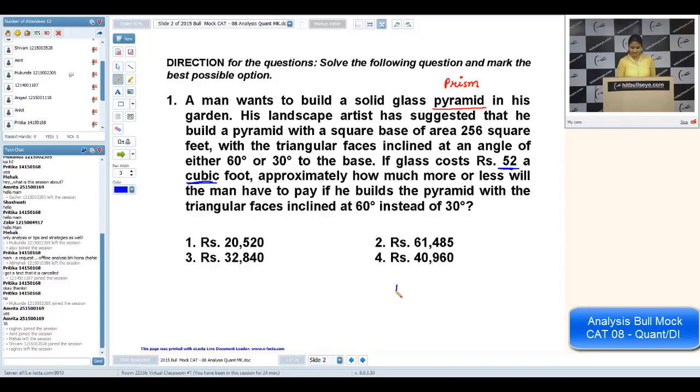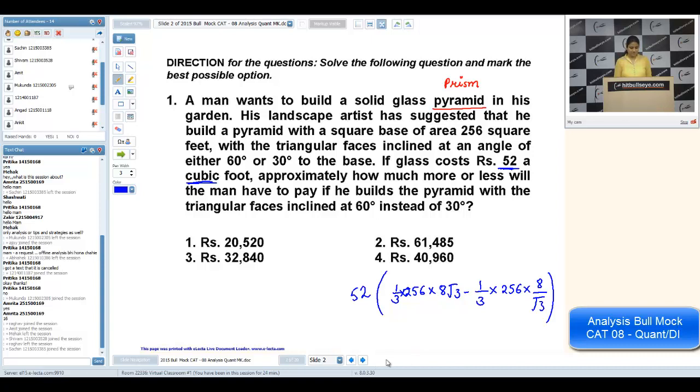So it will be 1 by 3, 256, that is the base area, into height minus 1 by 3 into base area into the second pyramid's height, and we want to multiply this by 52. Now you can calculate it, you can get the answer.